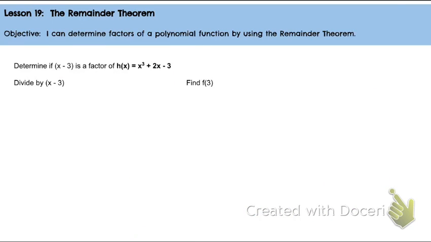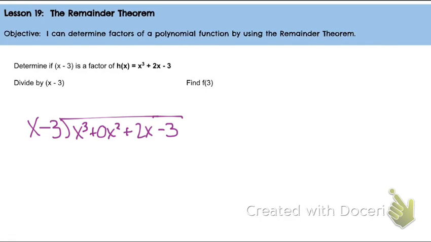Determine if x minus 3 is a factor of h of x equals x cubed plus 2x minus 3. Just for the sake of switching things up, I'm going to use long division. x cubed plus 0x squared plus 2x minus 3. So x fits into x cubed x squared times, so I get x squared times x minus 3, which is x cubed minus 3x squared. I'm subtracting the whole thing, so I get a positive 3x squared.